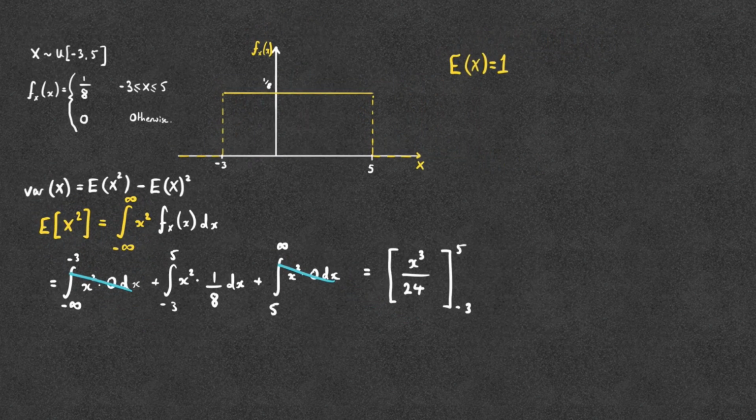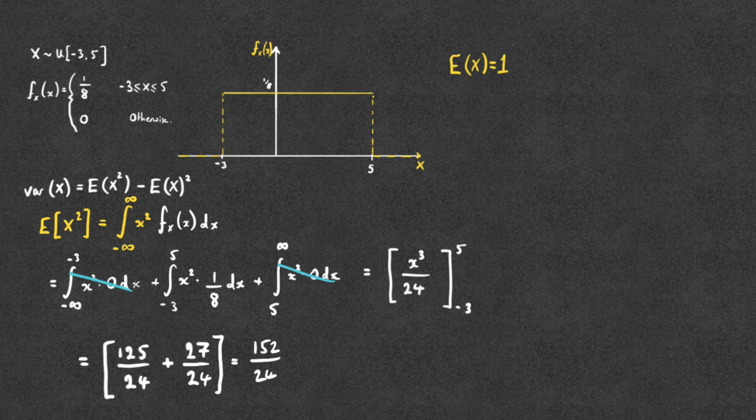So if we substitute in those limits, we get this is equal to 125 divided by 24 minus 3 cubed. Minus 3 cubed is minus 27, so that's going to be plus 27 over 24, which is going to be equal to 152 over 24, or 6 1/3.